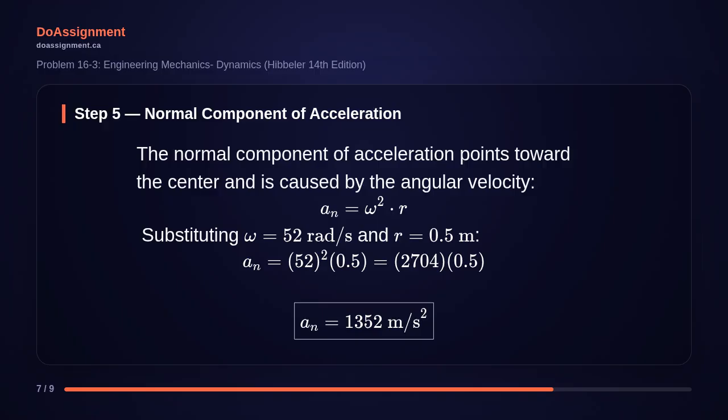The normal component of acceleration equals omega squared times r. With omega equal to 52 radians per second and r equal to 0.5 meters, we compute 52 squared, which is 2,704. Then multiply by 0.5 to get 1,352 meters per second squared. This component points inward toward the disk center.